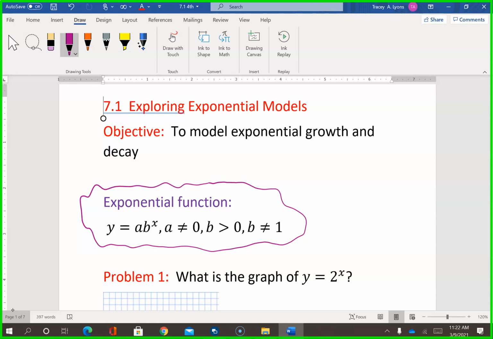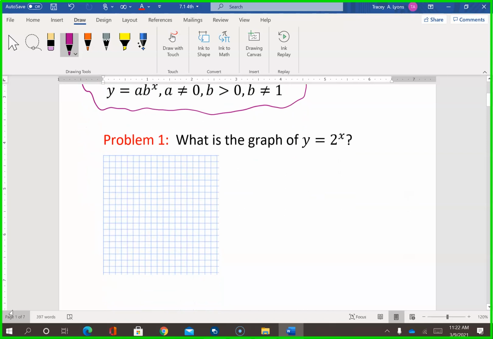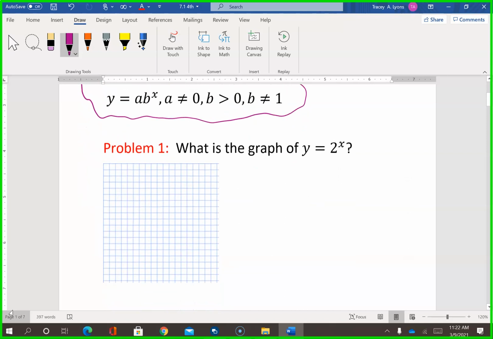So we're going to graph one so that you do know what it looks like right now. When we're looking at this one, the 2 is actually the b in your equation. There is a 1 ahead of it if you want to think of it that way. So the a part is not 0 because it's 1. The b part is not 1, and the b is bigger than 0. So that's what you're looking for. And it does look like something that has an exponent.